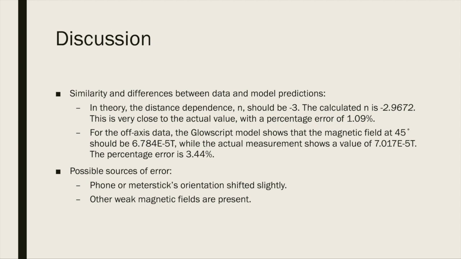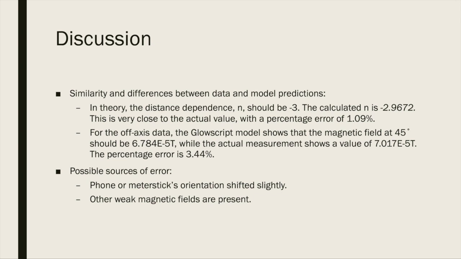In theory, the distance dependence n should be -3. The calculated n is -2.9672. This is very close to the actual value with a percentage error of 1.09%. For the off-axis data, the GlowScript model shows that the magnetic field at 45 degrees should be 6.784 times 10 to the -5 Tesla, while the actual measurement shows a value of 7.017 times 10 to the -5 Tesla. The percentage error is 3.44%.